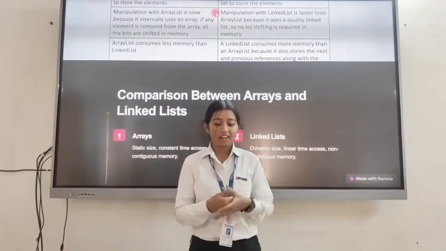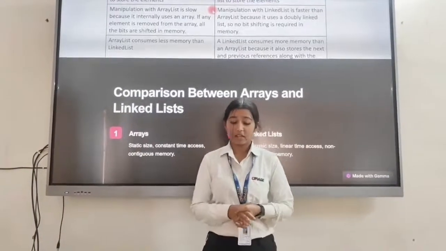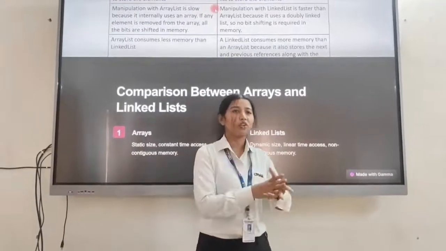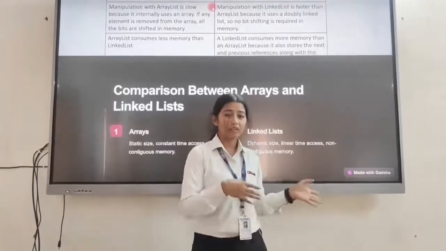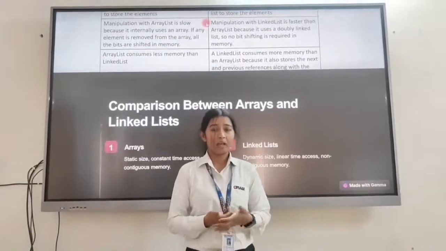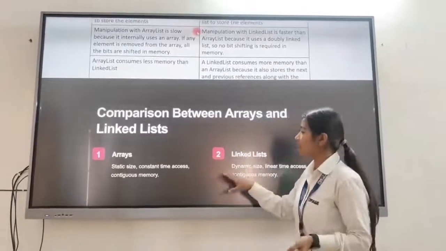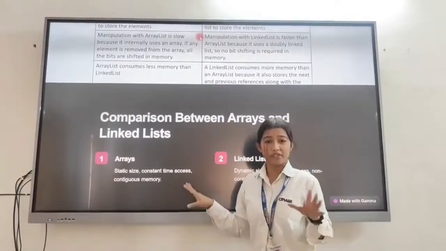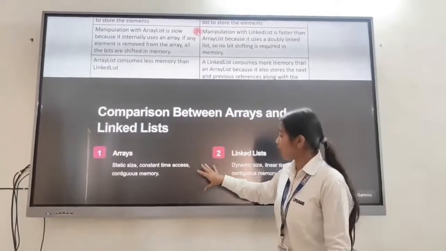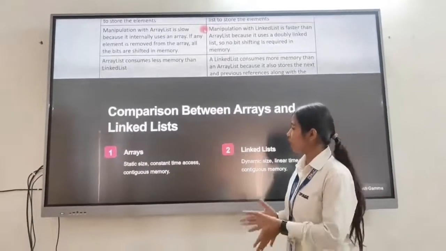Linked list, the comparison of array and linked list. We all know that array is also used to create the list and linked list is also used to create the list. But what is the difference behind it? An array is static in size, which means the size of the array is fixed, and it has constant time access, which means we can access elements in constant time.